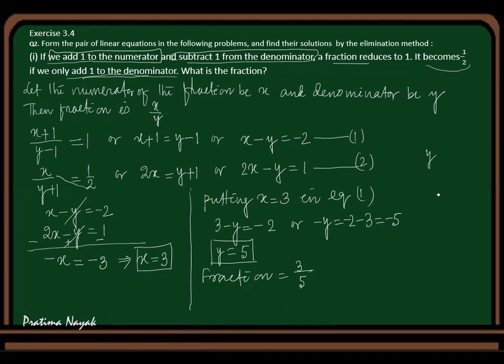Here I am checking the answer. If 1 is added to the numerator and 1 subtracted from the denominator, so 3 plus 1 by 5 minus 1, you are getting 4 by 4, that is 1. So part 1 is completed. Similarly, if only 1 is added to the denominator, you are getting 3 by 6, which is half. So this is your checking. So the answer is right.